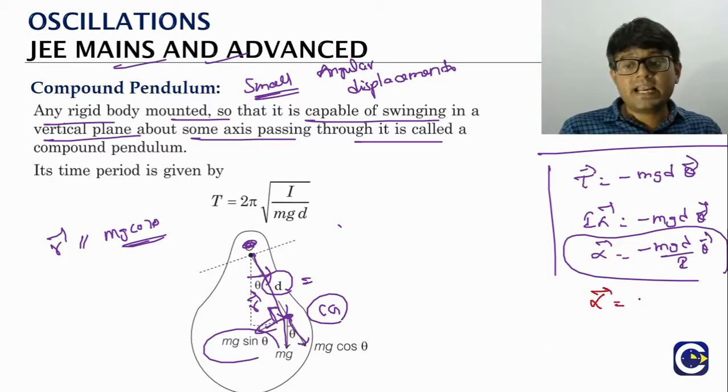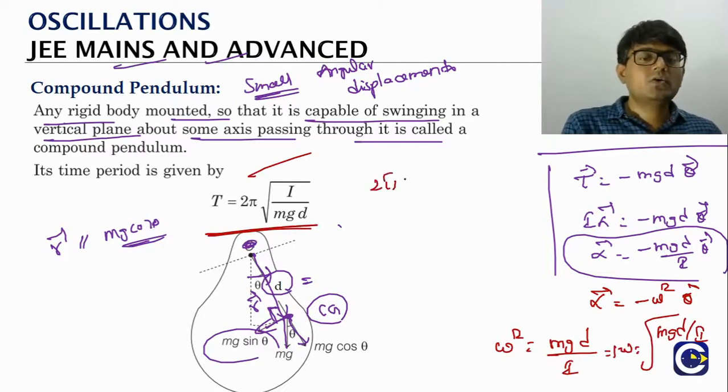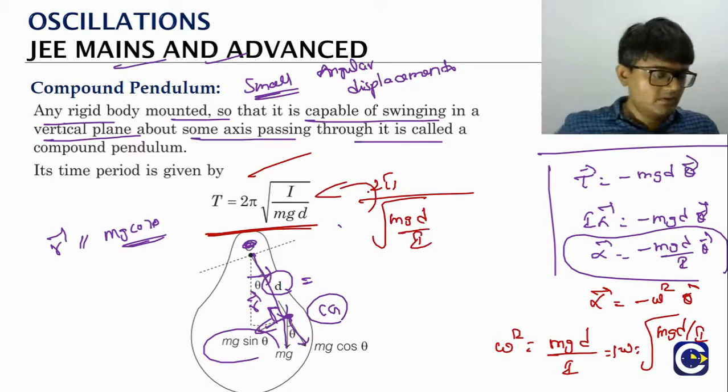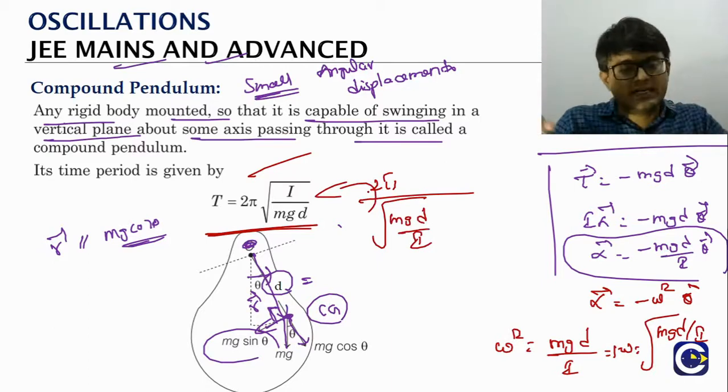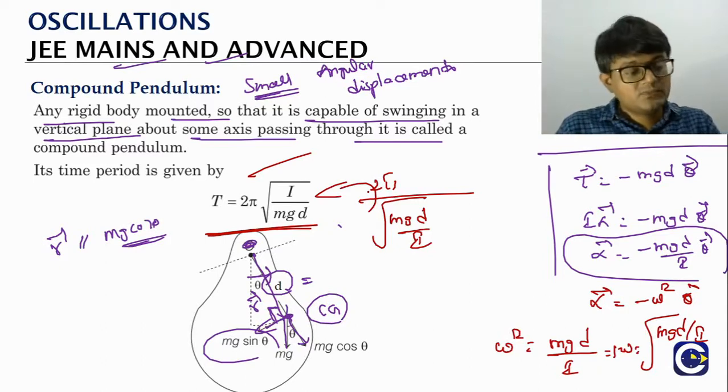So if we compare this with the standard equation, alpha is equal to minus omega square theta, we get omega square equal to mgd by I, means omega is equal to root mgd by I. Time period will be 2 pi by omega, that is 2 pi root I by mgd. So here I is the moment of inertia of the rigid body, m is the mass of the body, g is the acceleration due to gravity, and d is the distance from the fixed point to the center of gravity. So this is what we will refer to as the compound pendulum.